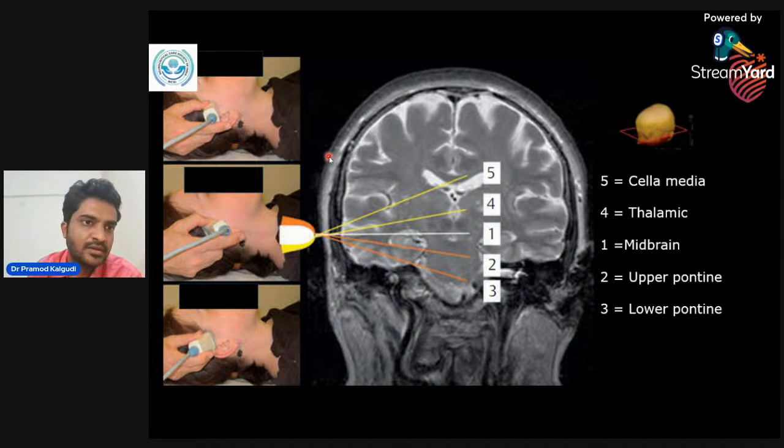This is how you look, and these are the probe placements. So your probe is placed just over the earlobe, with the pointer pointing towards the external canthus of the eye. So that's it. That's how you place the probe, and then you start tilting the probe upwards and downwards to see different structures. So you see this plane, and if you want to see something else, you just need to tilt it above and below.